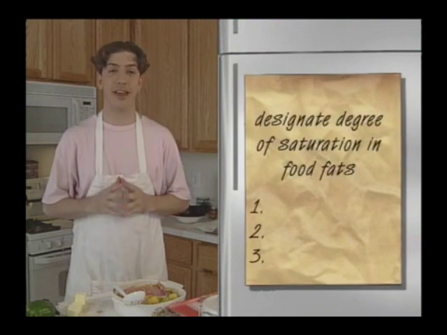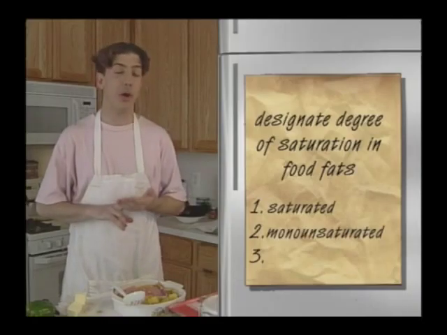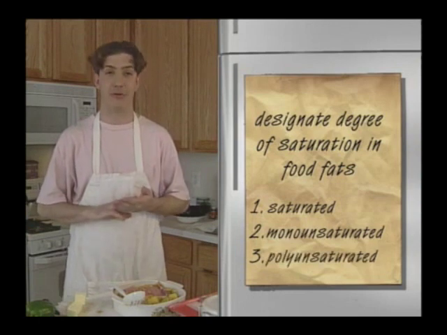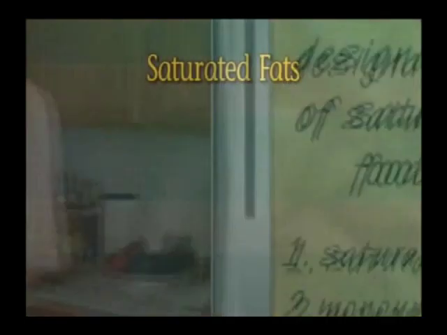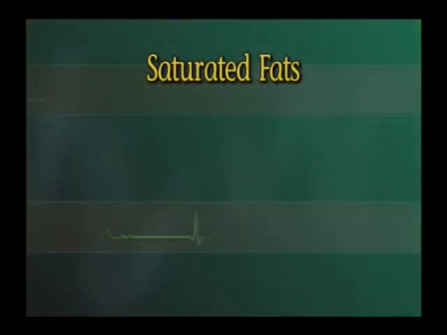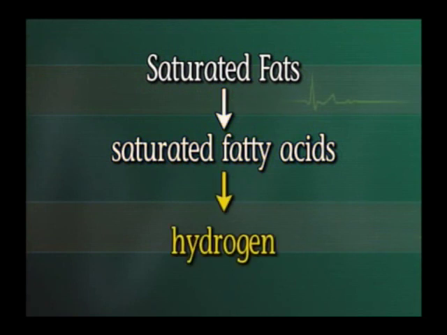3 terms designate the degree of saturation in food fats: saturated, monounsaturated, and polyunsaturated. Let's take a closer look at these 3 degrees of saturation. First, saturated fats are fats composed of saturated fatty acids. What are they saturated with? Hydrogen, that's right. These food fats mostly come from animals.